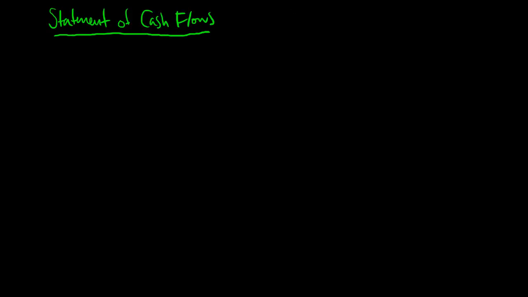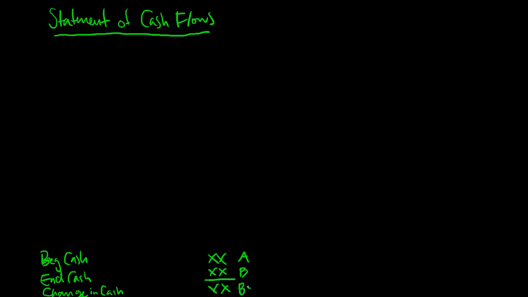If you look at the balance sheet, on the balance sheet you have a beginning and ending balance of cash. And that's going to be the very last thing that we see on our statement of cash flows. So we have our beginning cash of some value, and we have our ending cash of some value. And the difference between the two is our change here. So if you consider beginning cash A, ending cash B, then the change in cash is B minus A. So the whole purpose of the statement of cash flows is to see how that cash balance has changed.